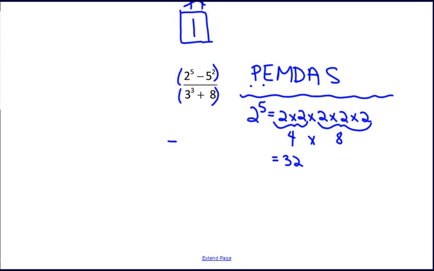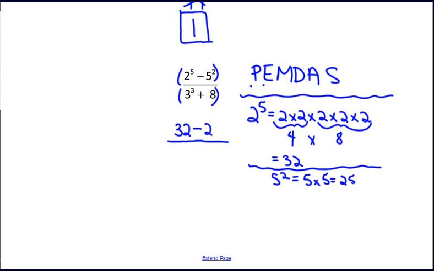So instead of the 2 to the fifth, I will put in its value, which is 32. I also have a 5 squared, which we all know to be 5 times 5, which is 25. So we will put the subtraction sign and our 25.